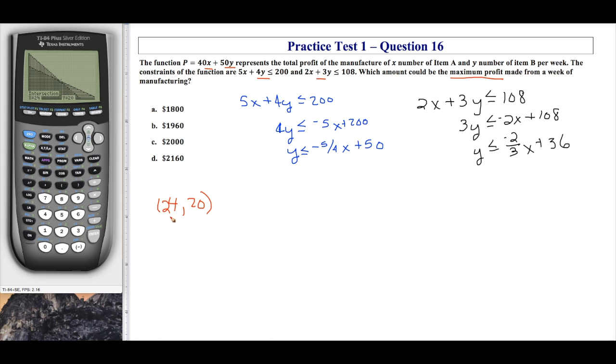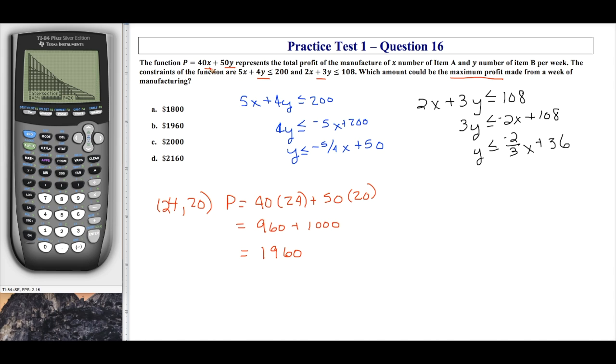Now let's input these values into our profit equation. So P equals 40 times 24 plus 50 times 20. That gives us 960 plus 1,000, which gives us a total profit of 1,960.